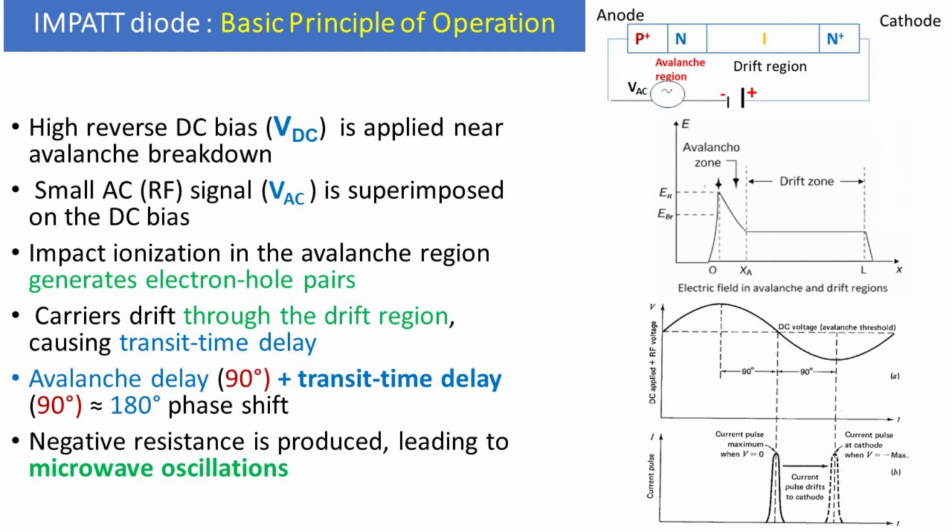The avalanche process produces about a 90-degree delay. The carrier transit through the drift region produces another 90-degree delay. Together, these delays give approximately a 180-degree phase shift. This produces negative resistance and supports microwave oscillations.